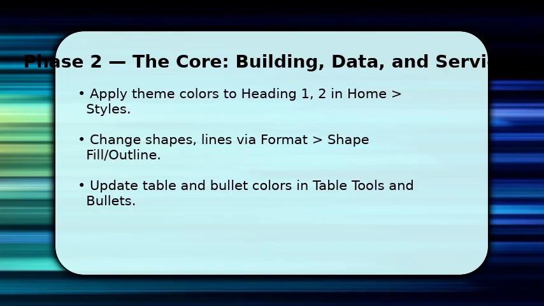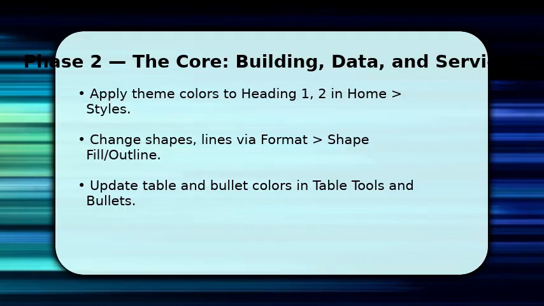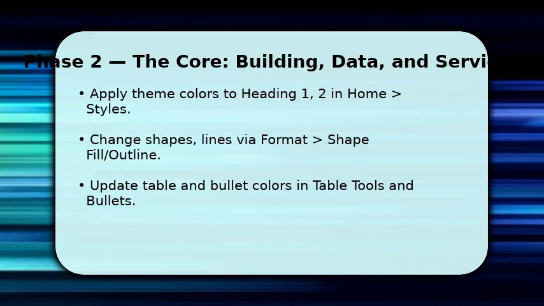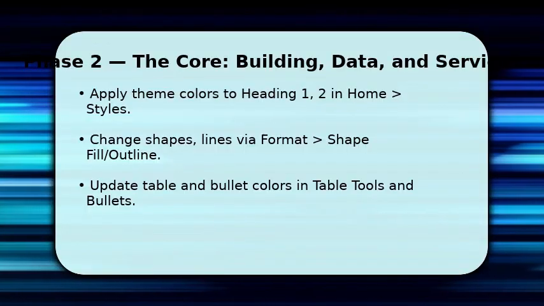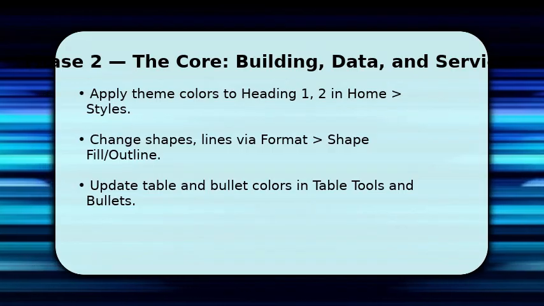Next, systematically apply those theme colors to styles and objects so the resume looks cohesive. First, modify Heading 1 and Heading 2 in Home styles to use theme colors for font and outline. This updates all headings at once. Then click any shape, line, or divider and use Format Shape Fill or Outline to select theme colors, ensuring contrast and readability. For tables and bullet lists, use Table Tools and the bullets drop down to pick theme colors. This avoids manual recoloring of each item.